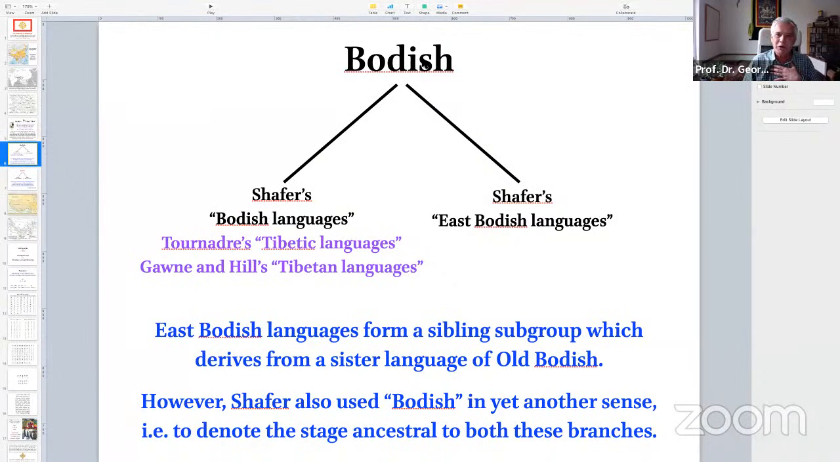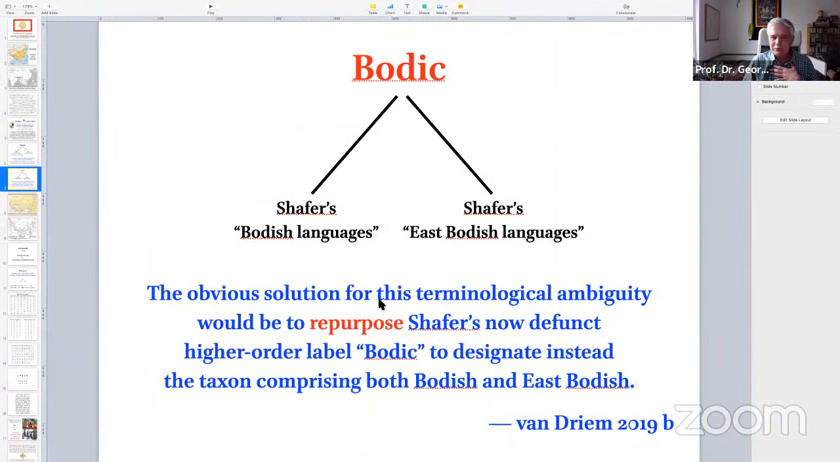But it's a bit terminologically confusing when you say that Bodish consists of Bodish and East Bodish. So I at one point proposed repurposing the defunct higher order label that Shafer had once coined, Bodic, to encompass both East Bodish and Bodish. And of course, East Bodish may be East Bodic, but that is something that Tim will provide all of us the answer for in the forthcoming publication, which is a historical linguistic publication of a very high caliber.